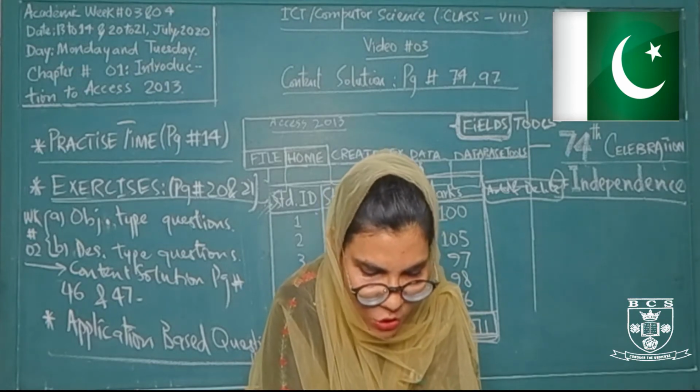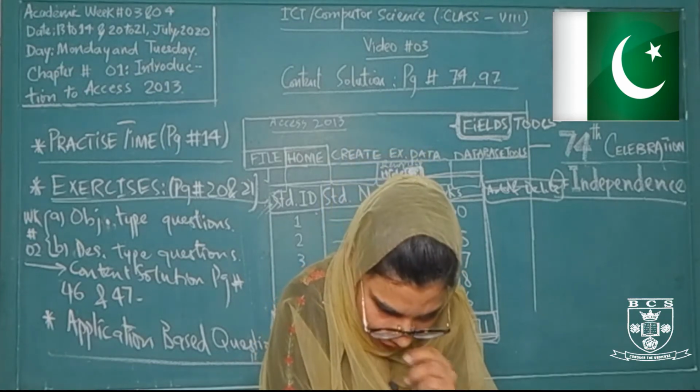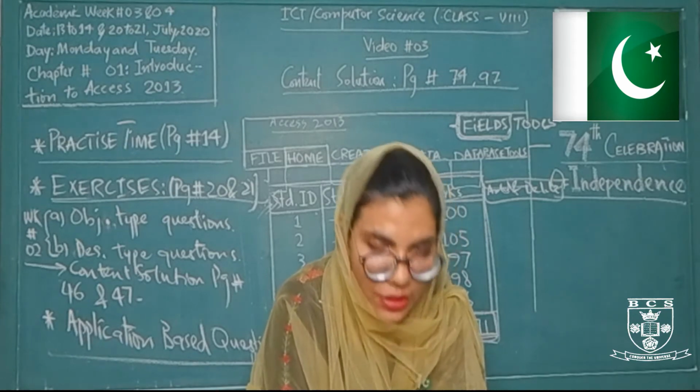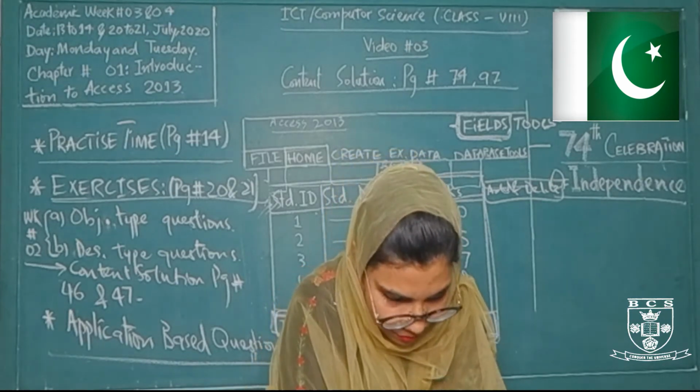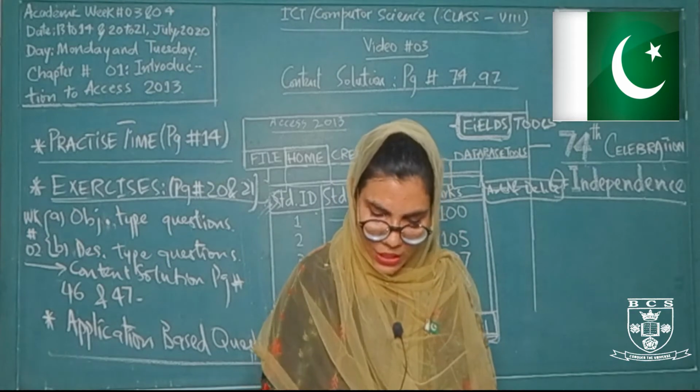Date of joining is your date or time data type. And employee salary is your numeric type. And grade is again short text data type. So this was all about your application based question.